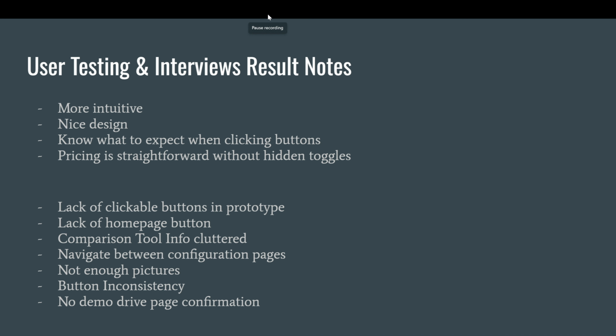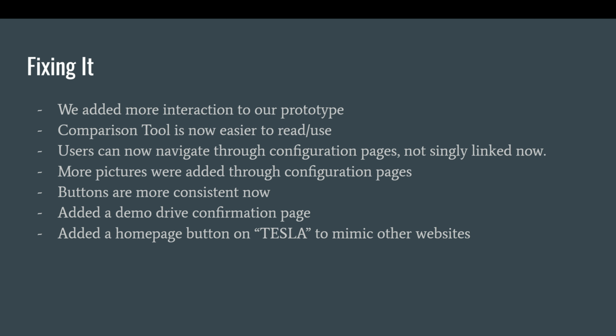Some room for feedback was lack of clickable buttons in the prototype, lack of a homepage button, and the comparison tool was too overwhelming for the users. There was no navigation between the configuration sections, not enough pictures, some button inconsistency, and no demo drive page confirmation.